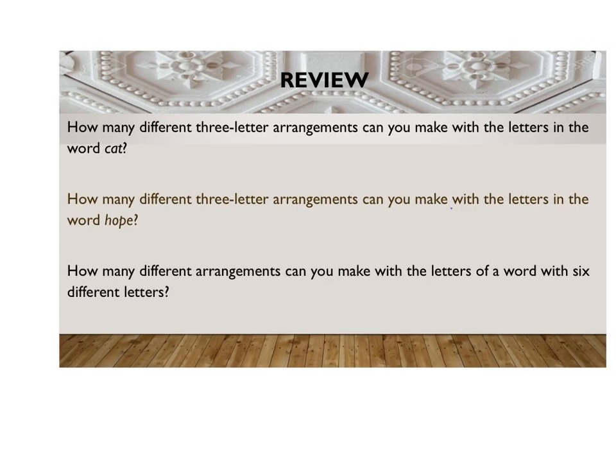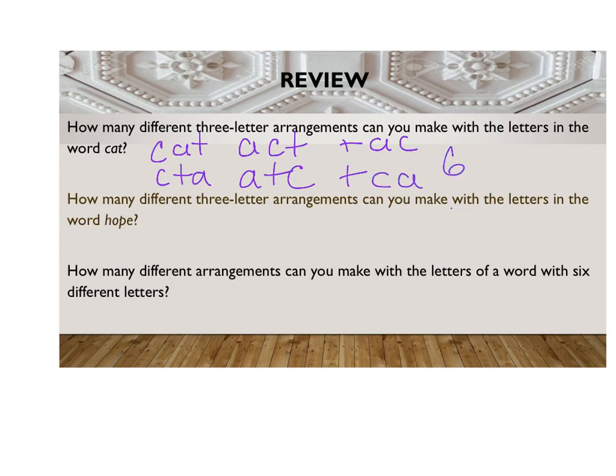How many three-letter arrangements can you make with letters in the word cat? Well, let's see. If I anchor the C, I have A-T or T-A. If I have A come first, I have C-T or T-C. Then if I have T come first, I have AC or CA. So this gives me 6 possibilities.